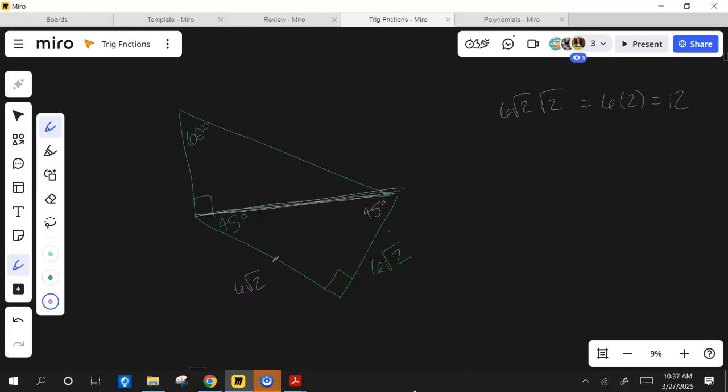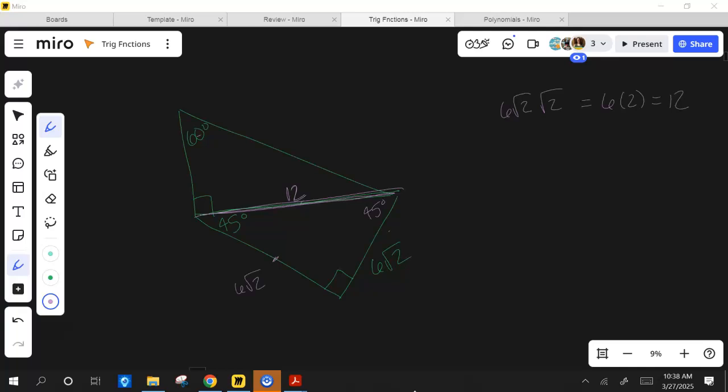What you got, Luke? Because the legs are going to be the same since it's a 45, 45, 90. You got to make it back to the short leg first. Then you double for the long leg. I mean, for the hypotenuse. That stays there. That doesn't happen.